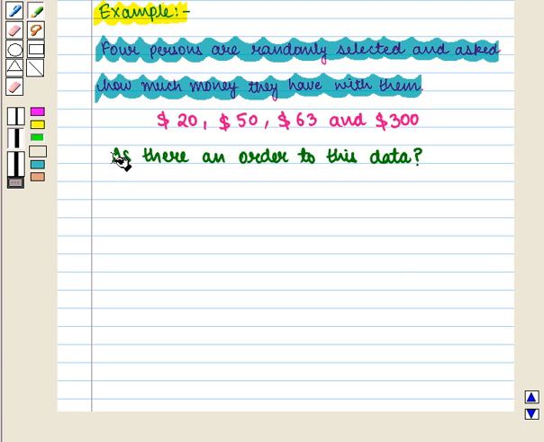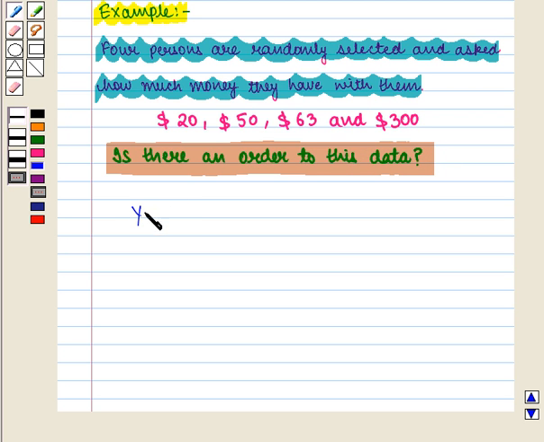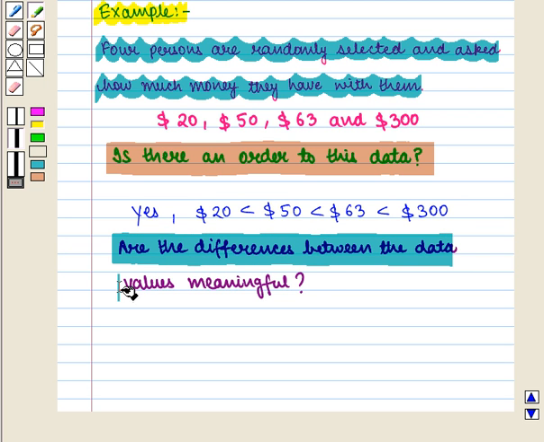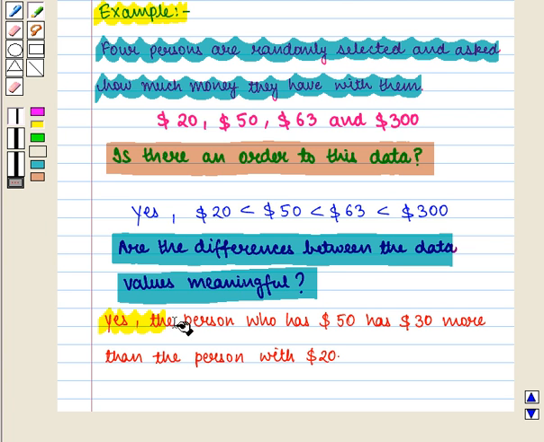Now the question is, is there an order to this data? And we say, yes, there is an order. $20 is less than $50, which is less than $63, which is less than $300. Then, our next question is, are the differences between the data values meaningful? And our answer is, yes, the person who has $50 has $30 more than the person with $20.